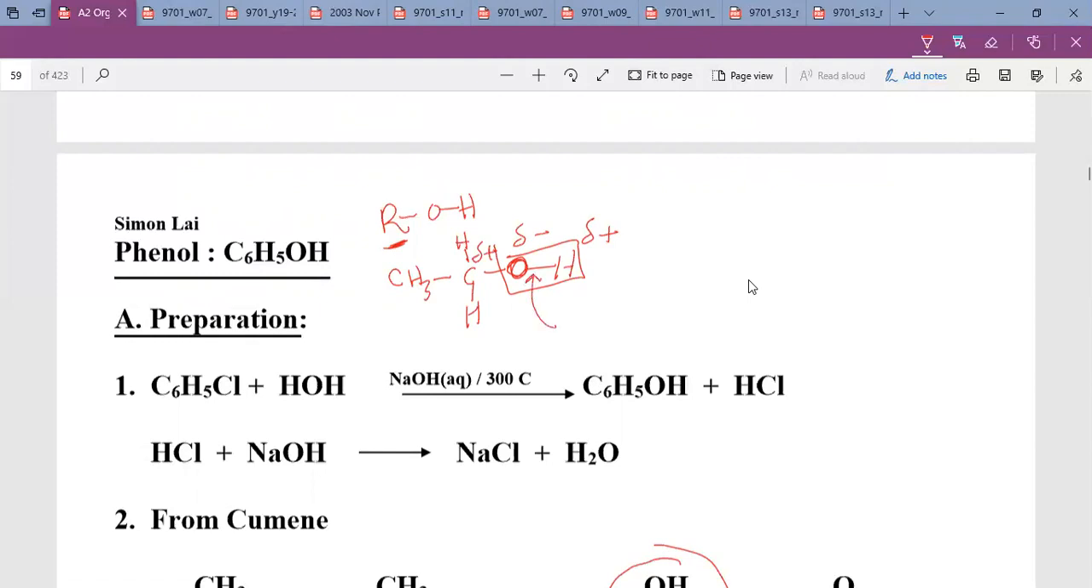If your OH breaks here, it will act as an acid. If the bond breaks here, which means something is going to go into the carbon and the whole OH comes out, this is called nucleophilic substitution.